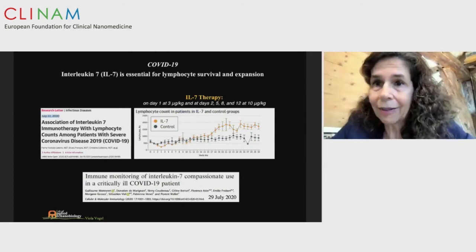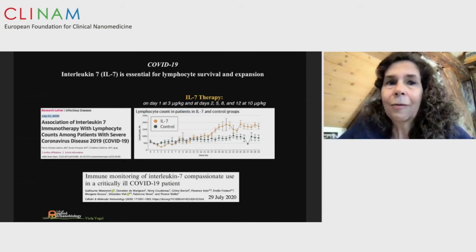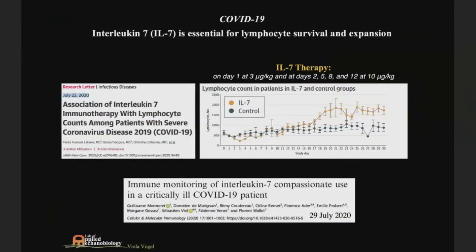So based on what I just mentioned, Interleukin 7, IL-7, is also explored for therapeutic applications to treat severely ill COVID-19 patients. What you see here is a treatment of IL-7, and what you see is the lymphocyte count as a function of time after the treatment begins. You see that the lymphocyte count goes significantly up in severely ill patients after 15 days of treatment.